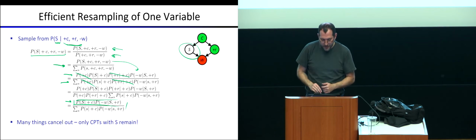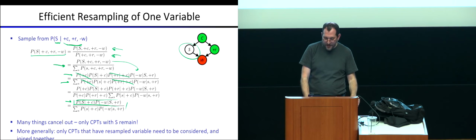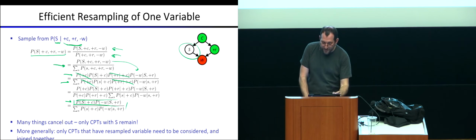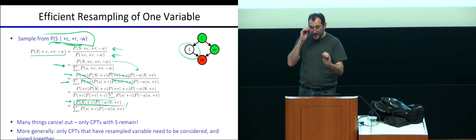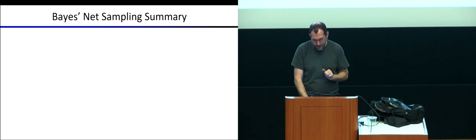All right. So almost everything cancels out. You're left with only the conditional probabilities with S. And in general, only the ones with the resampled variables need to be considered. And so it's efficient to resample a single variable. It's not trivial. It's not sitting in the Bayes net like it was for prior rejection sampling. But it's efficient. And you get this nice algorithm that lets you take into account evidence in both directions.